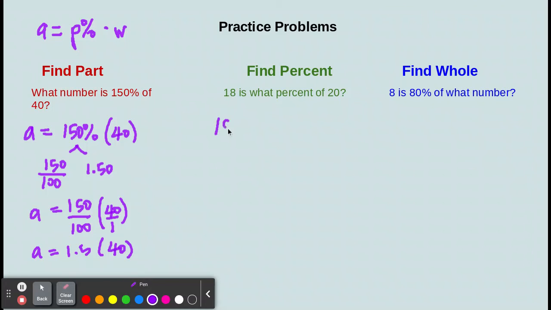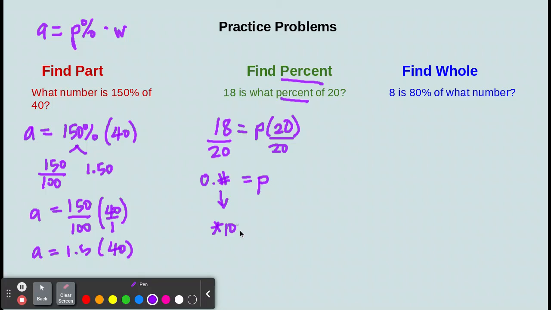Okay, on this next one, 18 is what percent of 20? 18 is our part. We're trying to find the percent, and they gave us the whole of 20. So on this one, we simply try to solve for P. That means dividing both sides by 20. And P ends up being, well, this can simplify down, and you can divide it out, and you will find some decimal. And then you're going to multiply that decimal times 100, and that will give you your P.